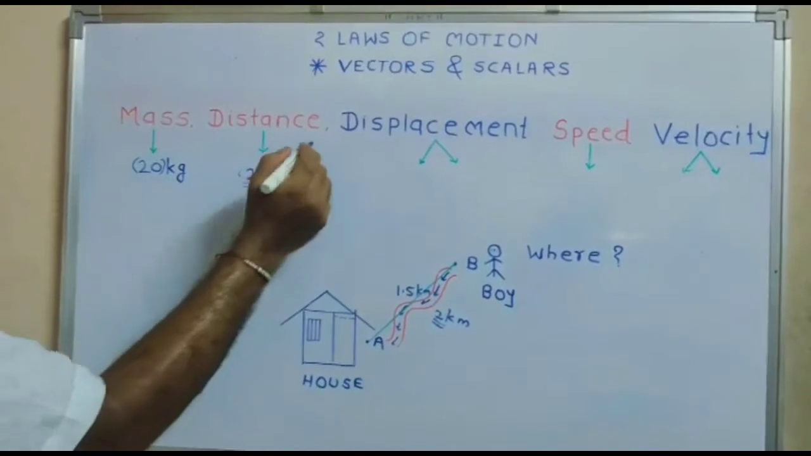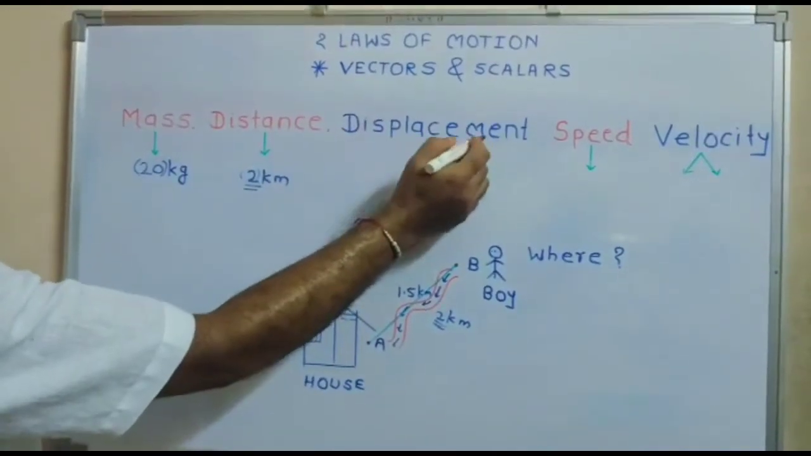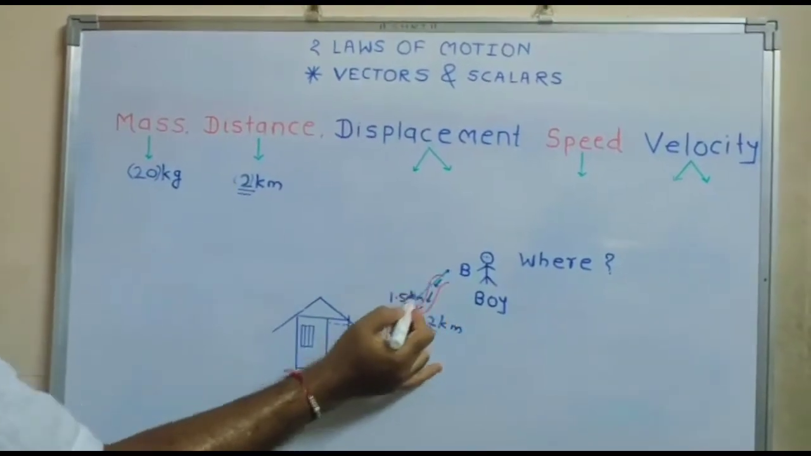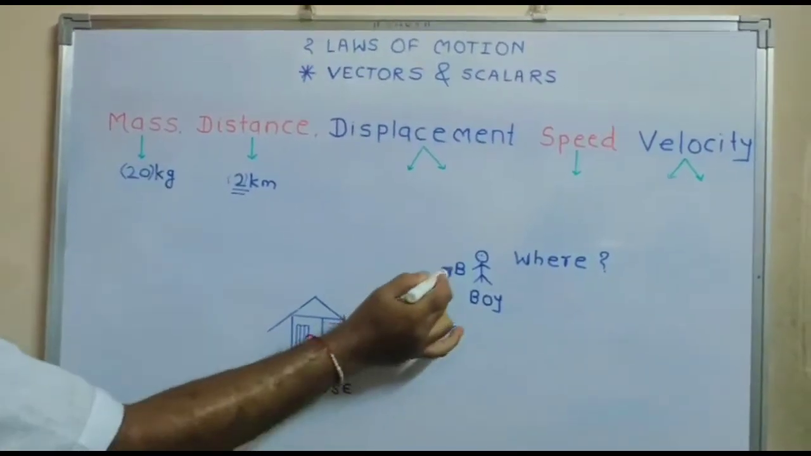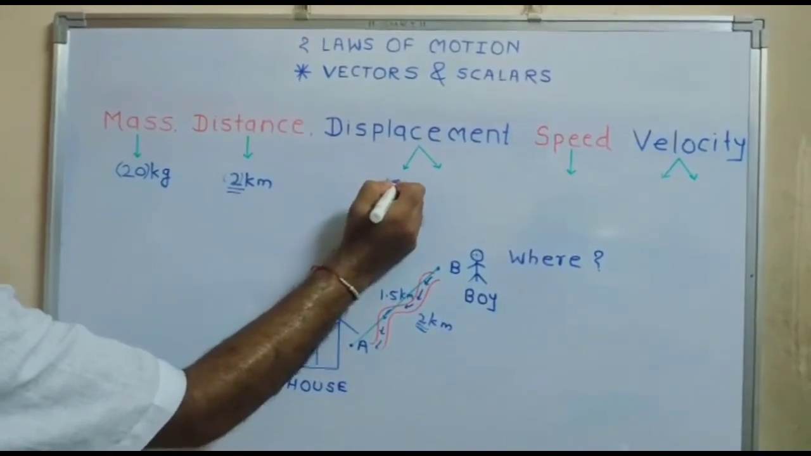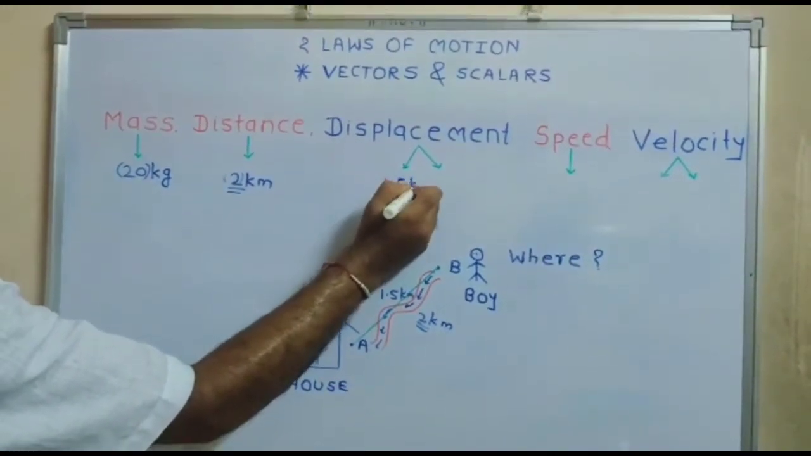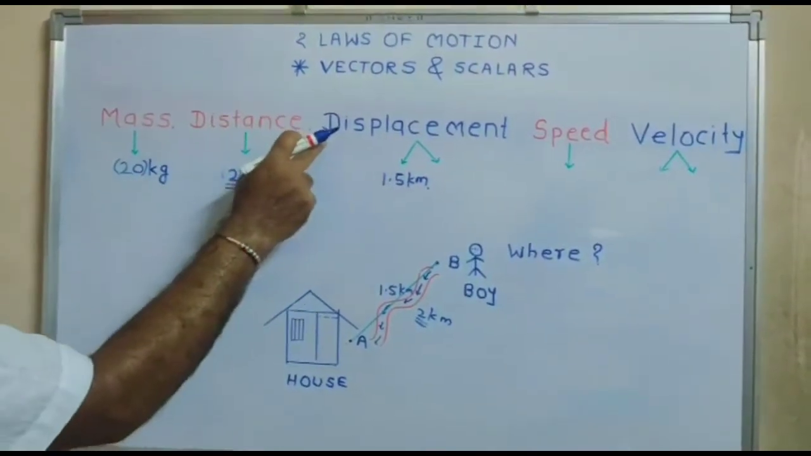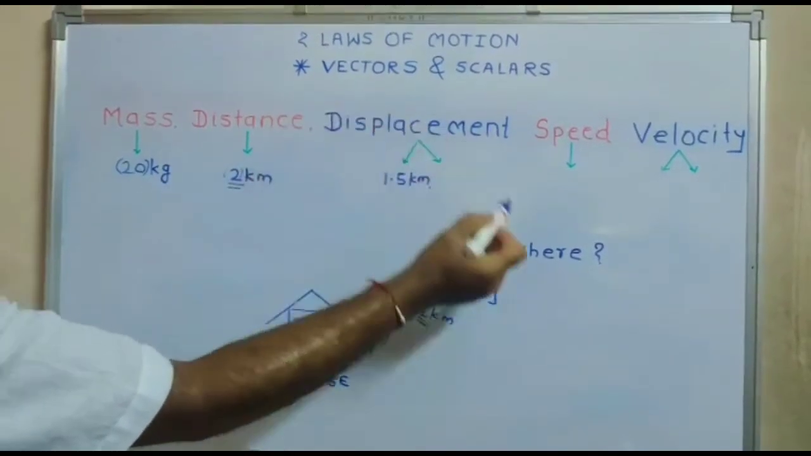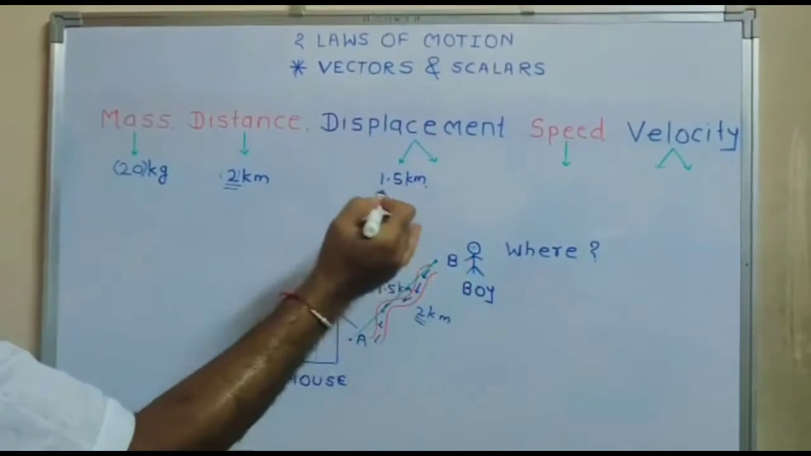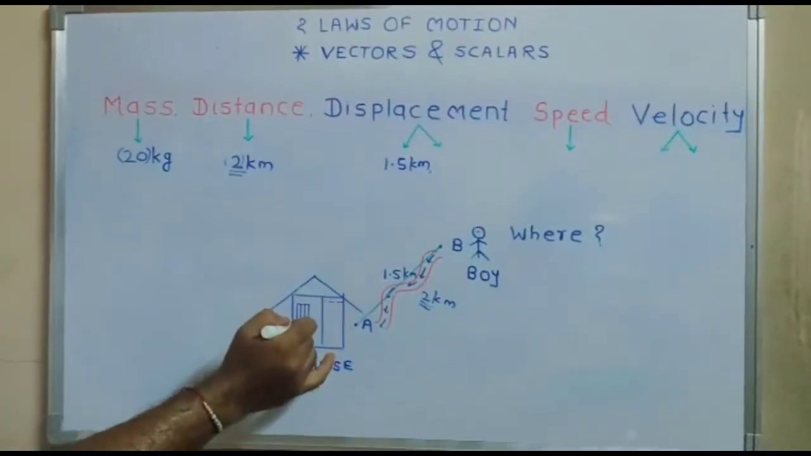Which is that next quantity? That is the displacement. For considering a displacement, I will consider a straight line distance between the house and the boy. It is about 1.5 km. What is that? 1.5 km. But when we consider a displacement, there arises a question: where is the boy located, or in which direction is the boy located from his house?